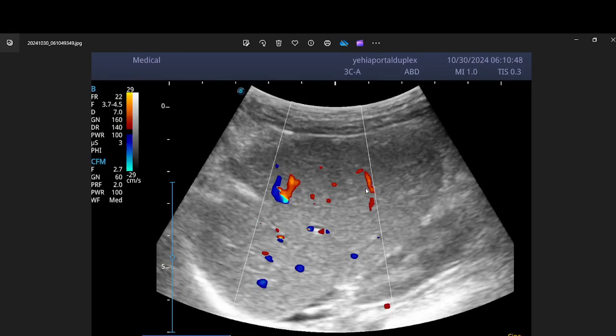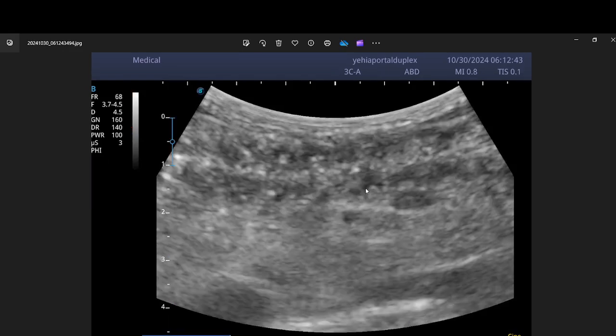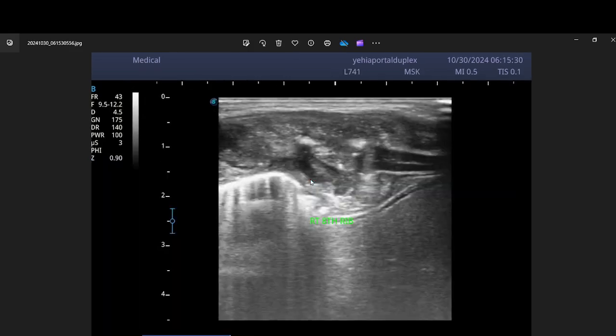The spleen was enlarged. Also we had congestion in all gut segments, the small bowel and the large bowel. Here we have the transverse colon, and we have edematous thickened walls of the sigmoid colon. This can be explained by the portal hypertension. Also the patient had ascites.